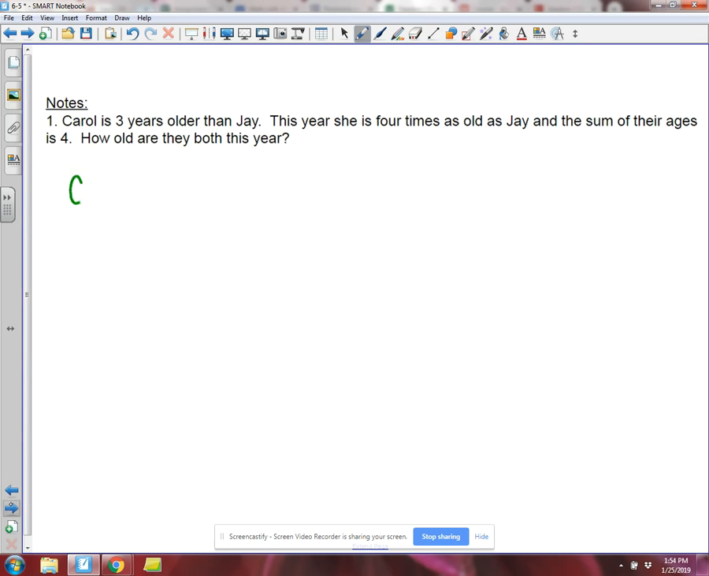Perfect. And we'll call them X and Y. All right, it says Carol is. Folks, what am I using for Carol? And what does is mean? Equals. 3 years older than J. What operation is older? Addition. So 3 years older than J.